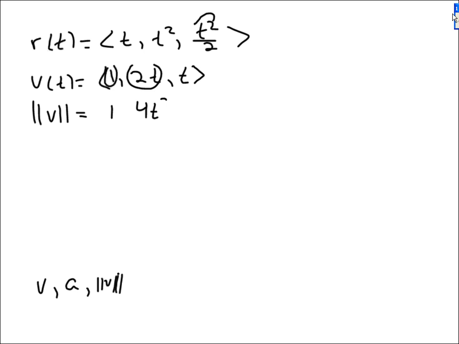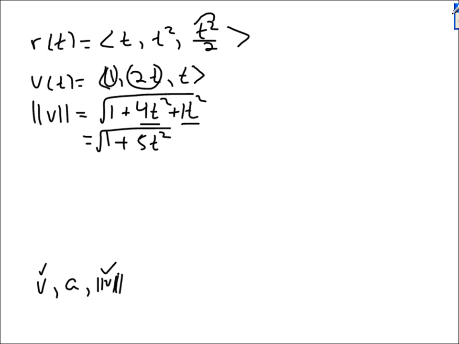you square the j component, you square the k component, you add them up and take the square root. 1 plus 4t squared plus t squared is 1 plus 5t squared. Okay, so we answered those two.